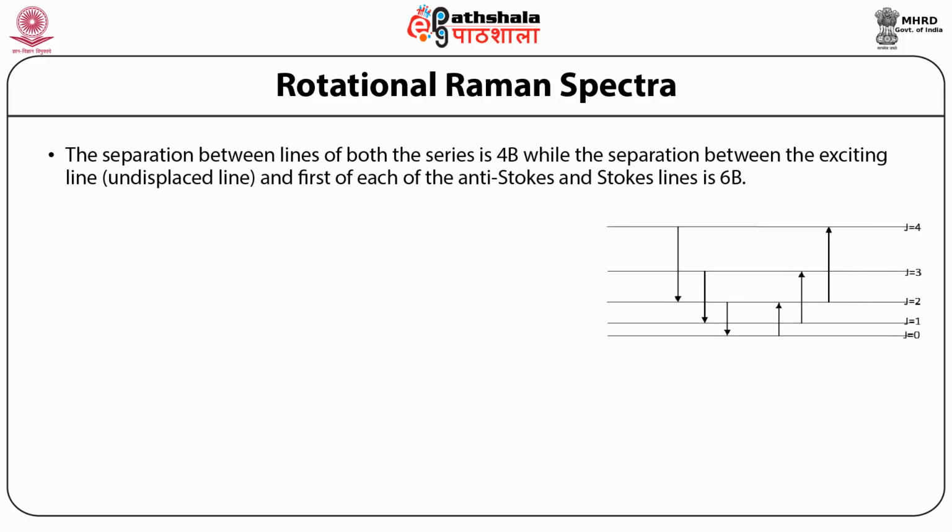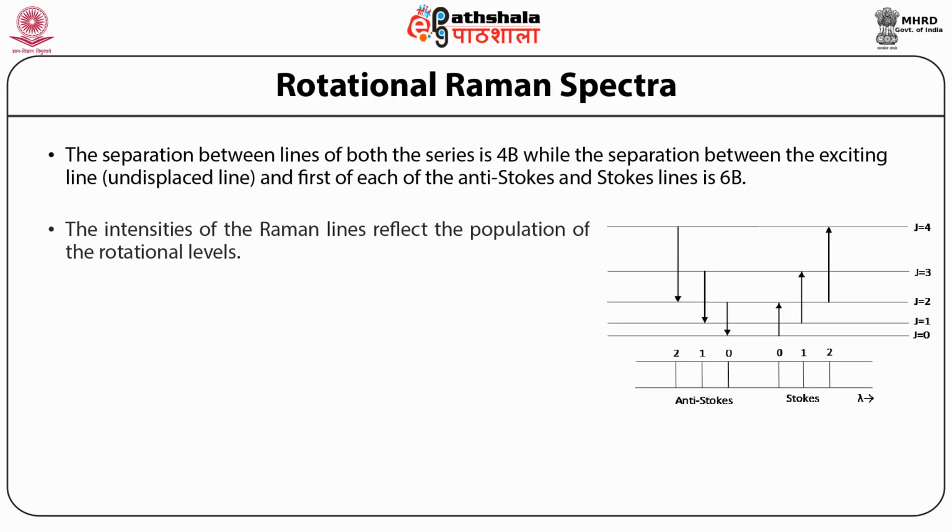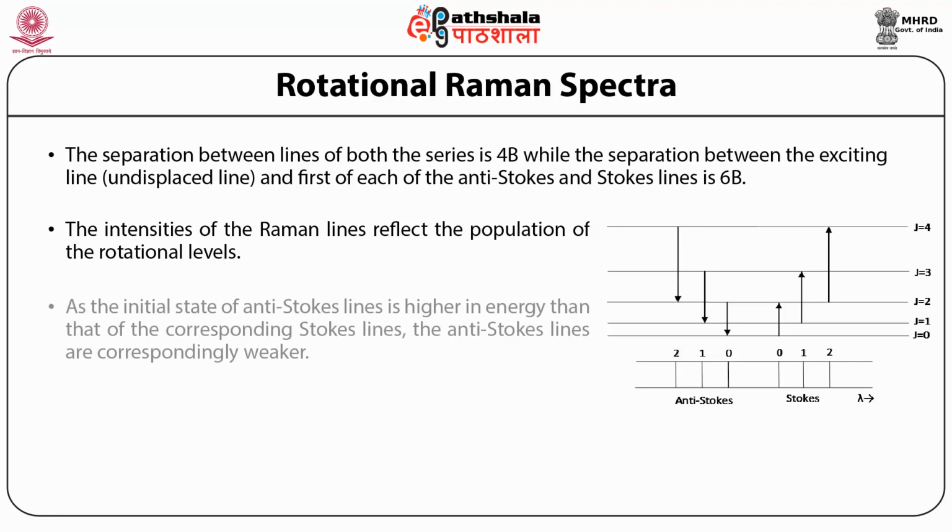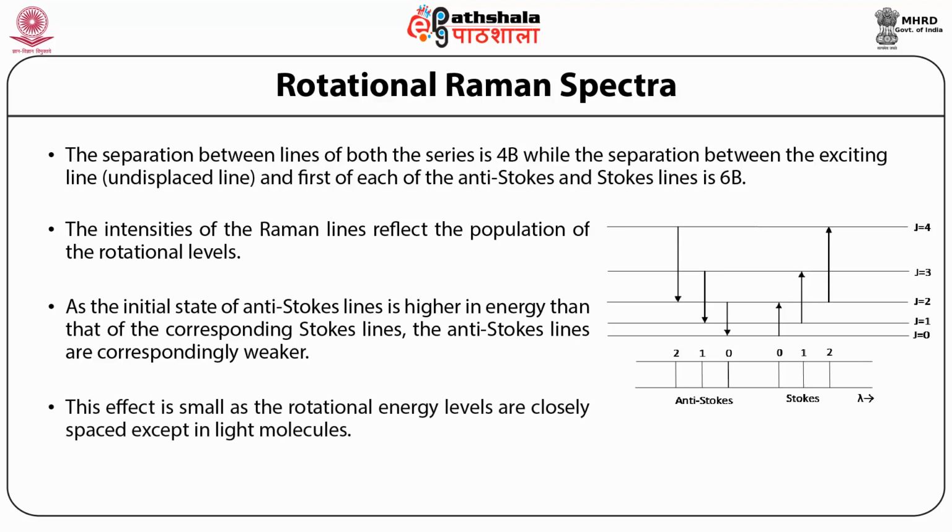The separation between lines of both the series is 4B, while the separation between the exciting line, which is the undisplaced one, and the first of each of the anti-Stokes and Stokes lines is 6B. The intensities of the Raman lines reflect the population of the rotational levels. As the initial state of anti-Stokes lines is higher in energy than that of the corresponding Stokes lines, the anti-Stokes lines are correspondingly weaker. This effect is small as the rotational energy levels are closely spaced, except in light molecules.